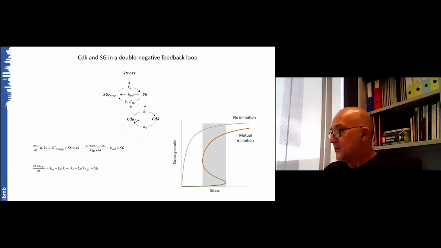So I will not go into the math, of course not, but we use a very simple scheme. This is pretty much the same as we saw in the last slide, but just using some formal terms that we can follow and define in a mathematical way. And this is the result of plotting stress granule formation against the stress using these equations. And we have this S-shaped curve.